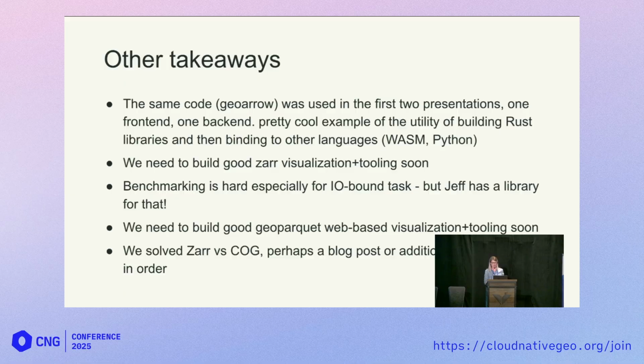I apologize in advance because this is definitely not representing all of the ideas that were presented, but what I could cobble together. Some other takeaways: GeoArrow was used in the first two presentations, one for front end and back end. This is a pretty cool use of the utility of building Rust libraries and then binding to other languages. And I want to thank Sean Harkins, Julia Signell, and Pete Gadomski for helping me with some of these takeaways since I wasn't in the room at the time. We need good Zarr and GeoParquet visualization and tooling, and benchmarking is hard. And the big news is that we solved Zarr versus COG. I'm not going to explain it right now, but maybe we should write a blog post about it.